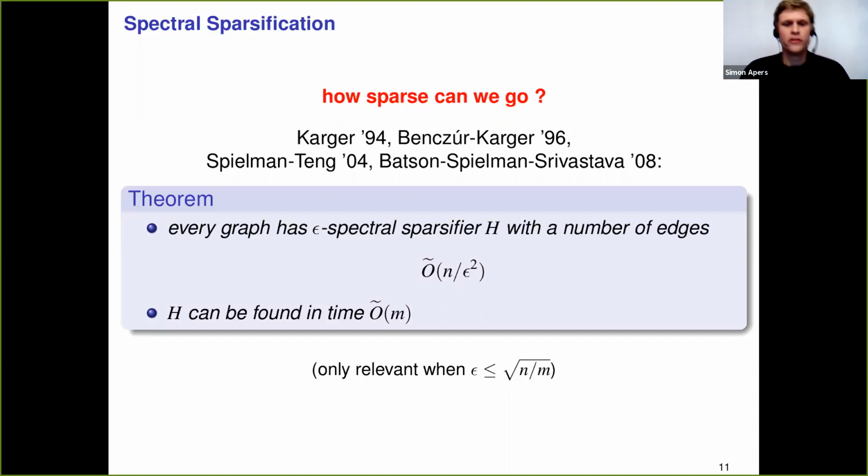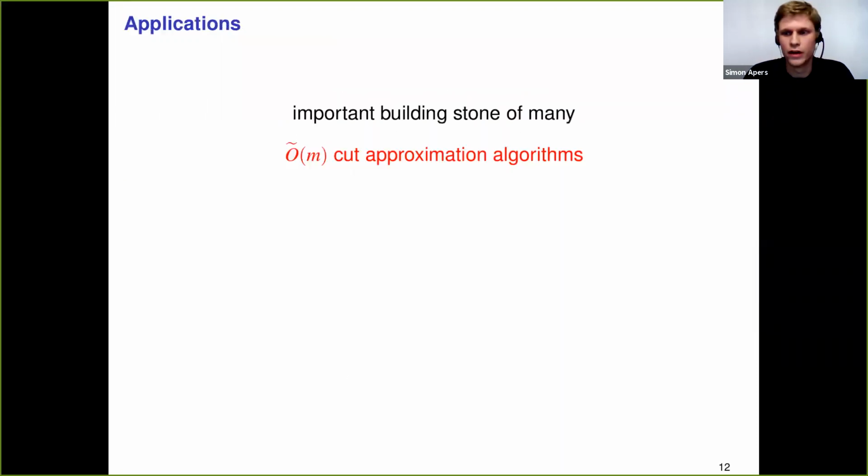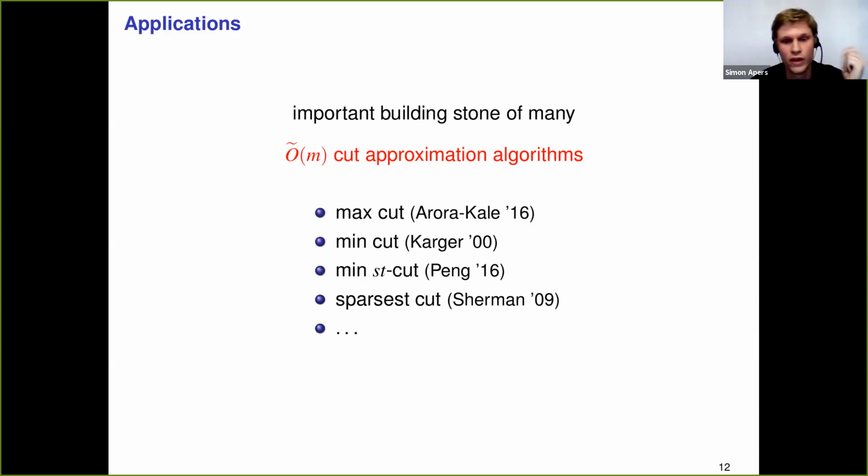So we have these results. Are they useful? They turn out to be quite useful. They form an important building stone of many classical near-linear cut approximation algorithms. For instance, they form an important cornerstone of the near-linear max cut algorithm by Arora and Kale from '16. Then there's a near-linear min cut, min s-t cut, sparse cut, and so on. And all of these algorithms kind of build on this sparsification notion.